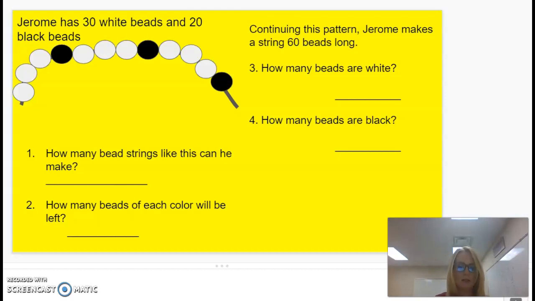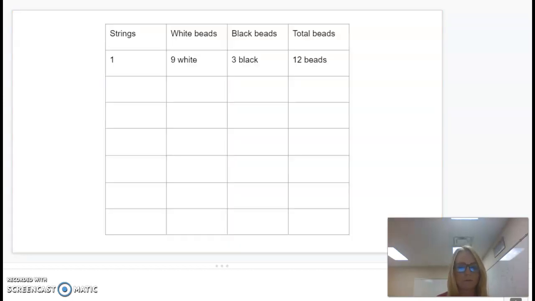Okay, my next slide looks similar, but asks slightly different questions. But regardless, I want you to make a ratio table. So looking at my bead string, I count 9 white beads and 3 black beads. So let's fill in our ratio table. Okay, so there we go.